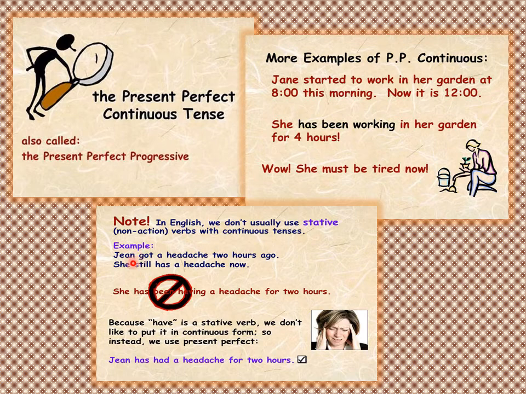Example: Jean got a headache 2 hours ago. She still has a headache now. She has been having a headache for 2 hours. Here the sentence is incorrect. هذه جملة خاطئة. لماذا؟ Because have is a stative verb. Have فعل ساكن. We don't like to put it in continuous form.